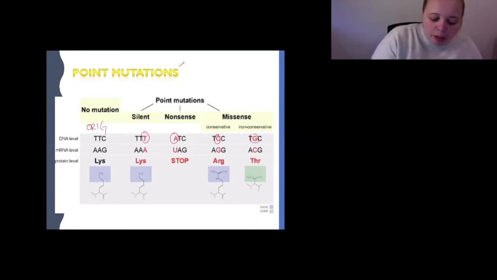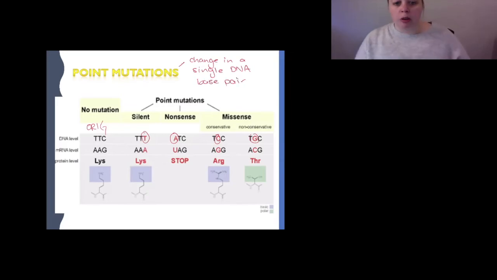So a point mutation is a change in a single DNA base pair. And what's important to acknowledge is that where that change happens will implicate what the effect of that mutation is. So I'm going to start off with our least severe mutation, and that's a silent mutation.